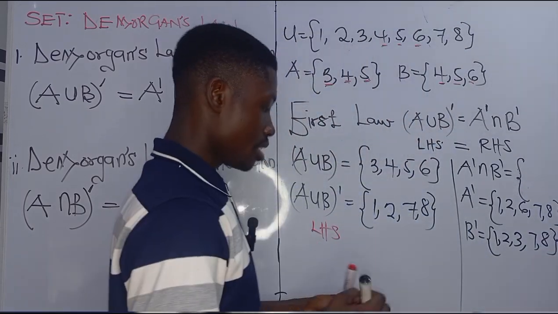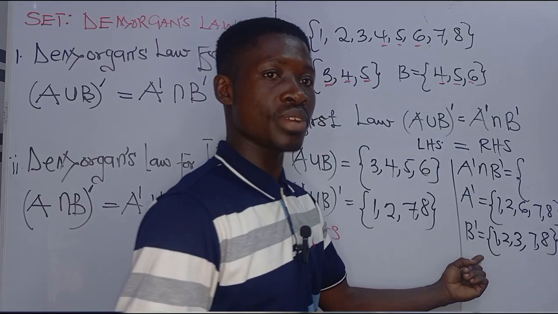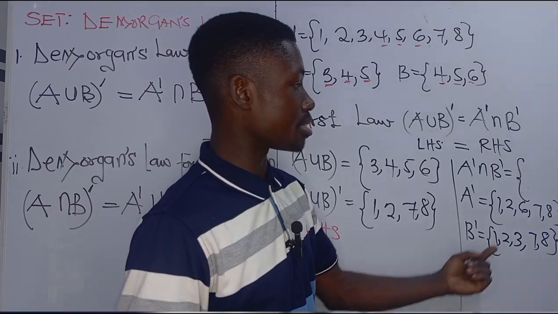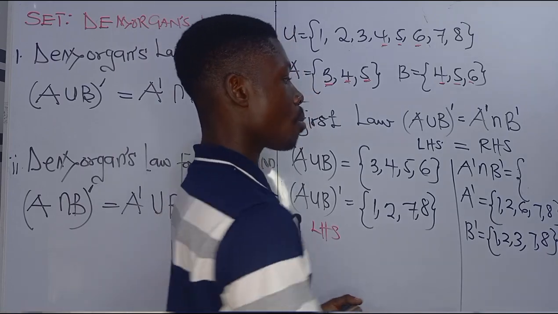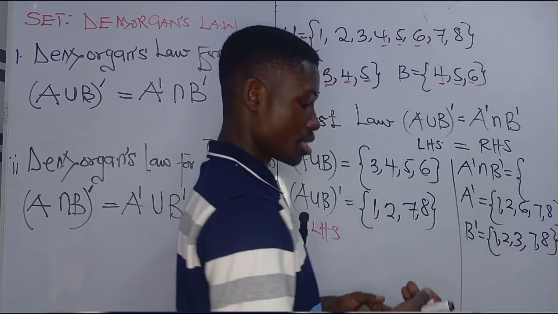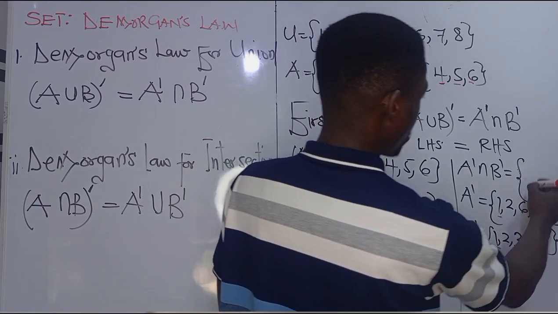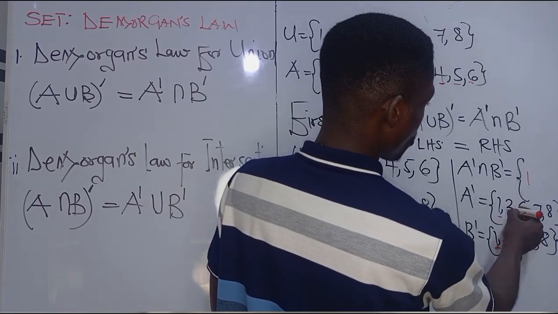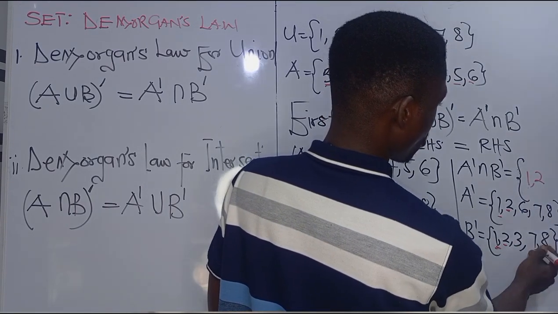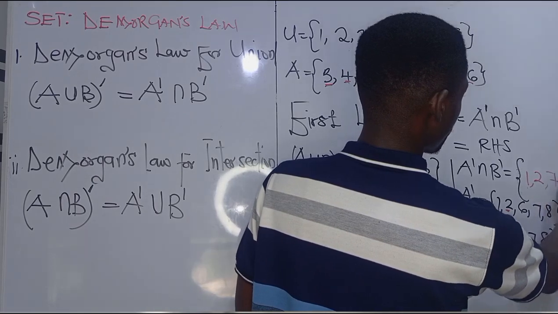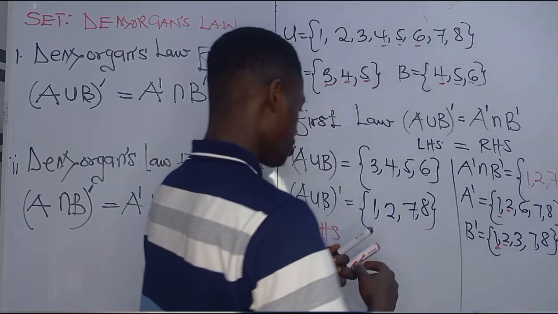So we are going to find A prime intersection B prime, meaning we are going to look for all those elements that can be found in A prime and then B prime, or elements that are common to these two sets. So realize that we are having what? 1 is common, so we have 1. 2 is also common, we have 2. 3 is not common, 6 is not common, 7 is common, so we have 7, and 8 is also common.